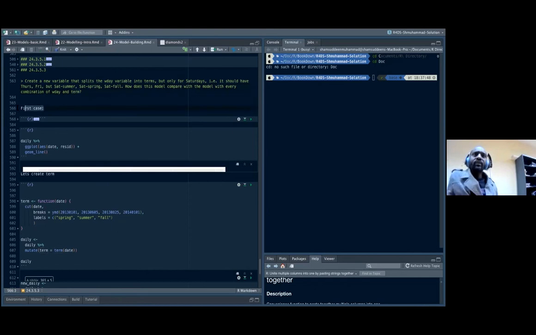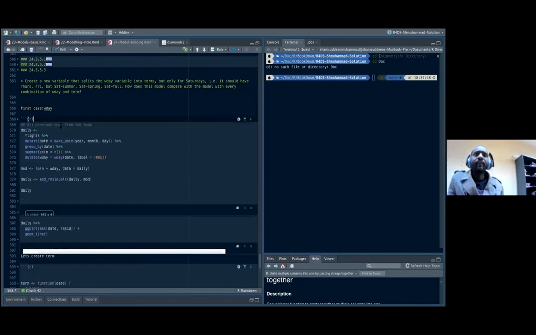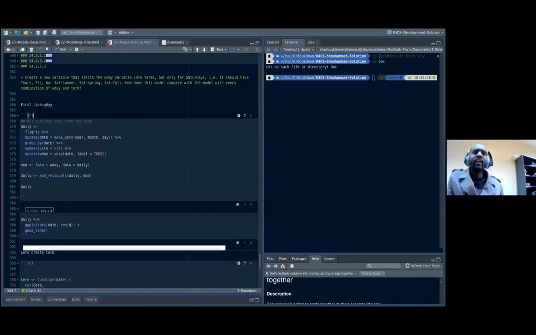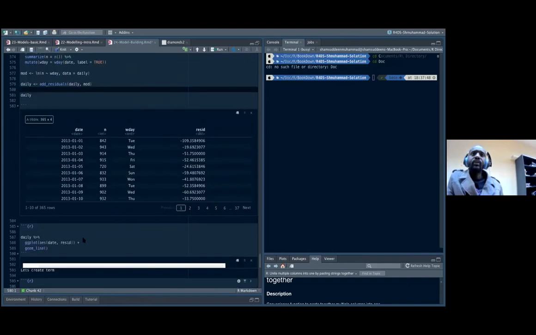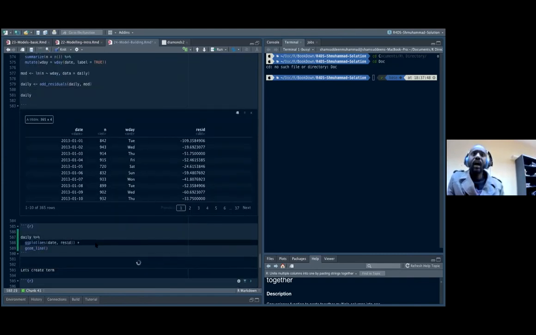So let's look at the first case where we have the weekday. So what is happening here? If we look at this one here, the first one, we have the weekday, which is the one we have seen before. So we take a date, and we have this, the normal one, and let's see what this means. We can see these are the days, the weekdays, and these are the residuals. So let's plot this one and see what happens.